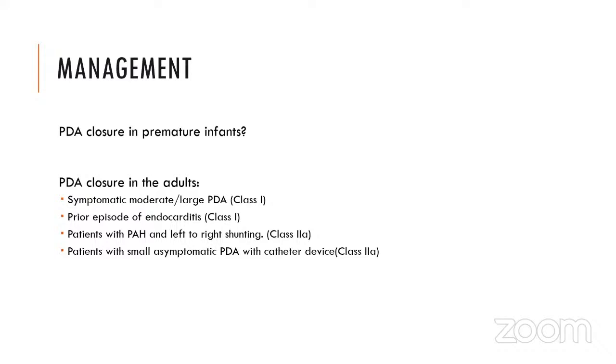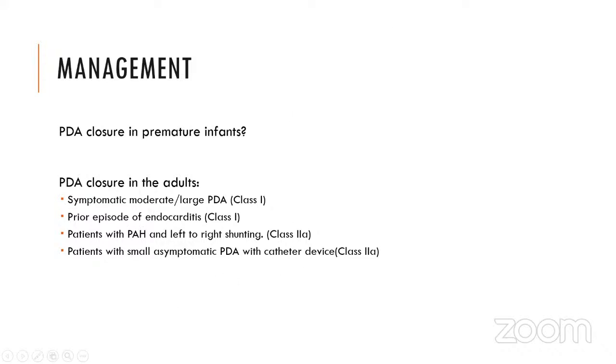PDA closure in premature infants is a very controversial area. From center to center, you'll find different criteria for closure. We will not discuss all the details of PDA management in premature infants. However, for PDA in adults, it's more clear, and there are already established guidelines for closure. These are the guidelines found in the Adult Congenital Heart Disease guidelines from 2008. There are newer guidelines which we will discuss later.